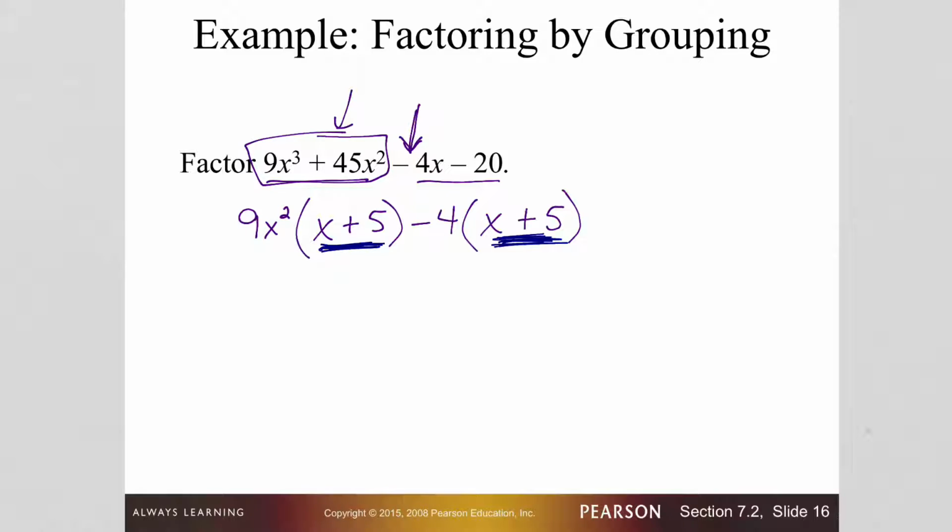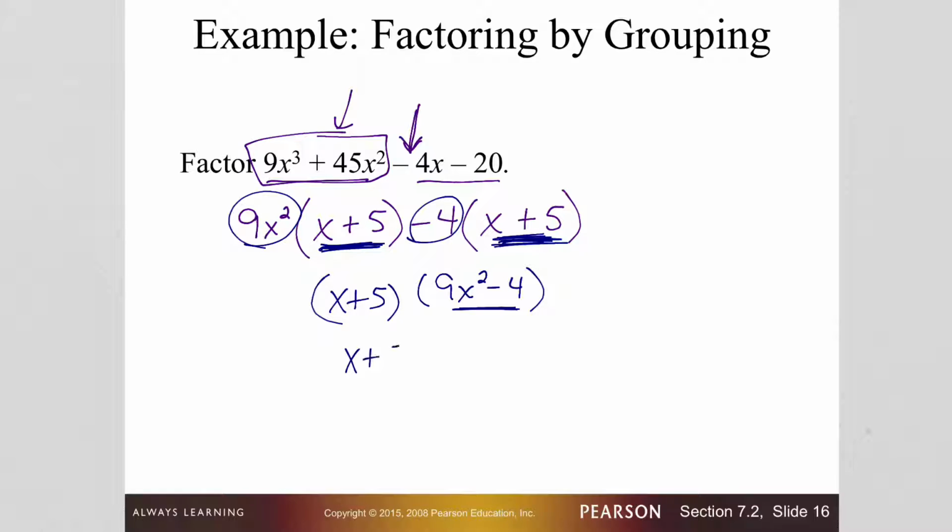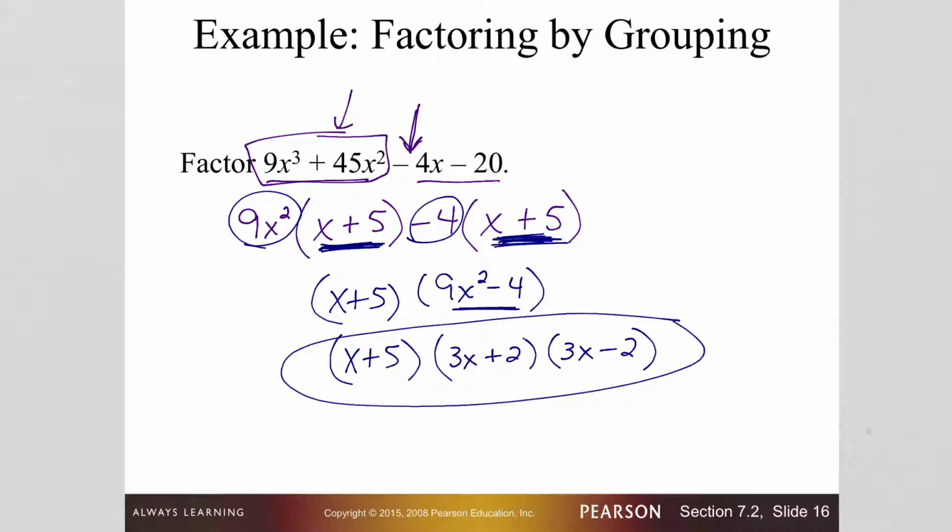We can actually factor out that x plus 5, and what we're left with is 9x squared minus 4. But do you remember from yesterday, we were factoring a difference of squares. Notice how that's a difference of squares. So I've got x plus 5, and do you remember how a difference of squares factors? We've got 3x that goes there and there. We've got a 2 that goes there and there, and one's a plus, one's a minus. Now, this thing is completely factored.